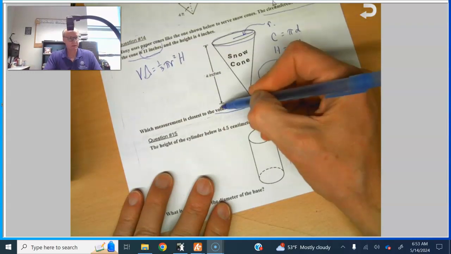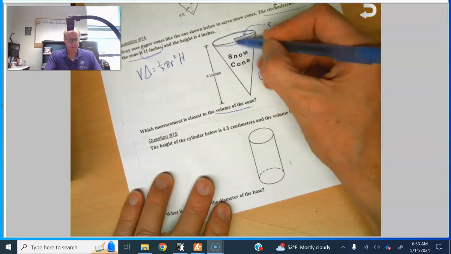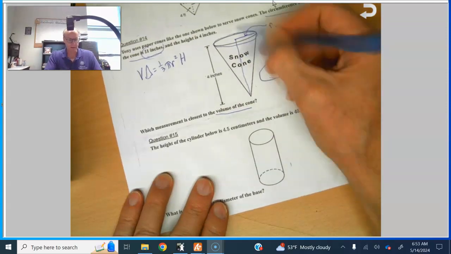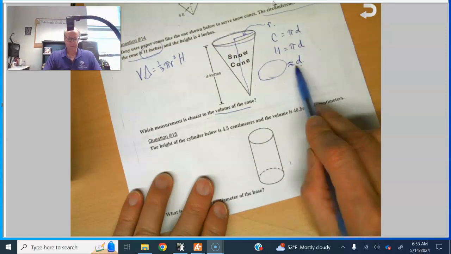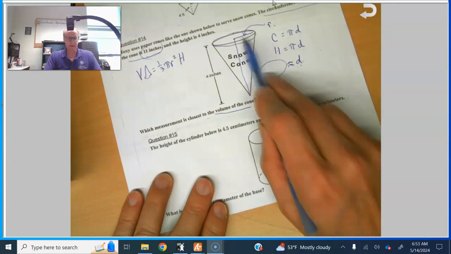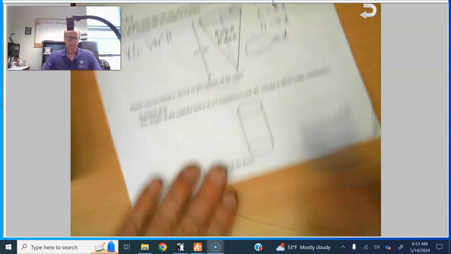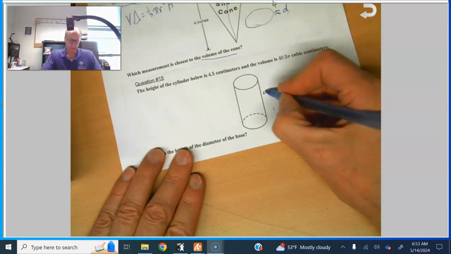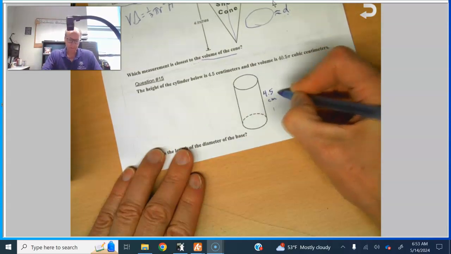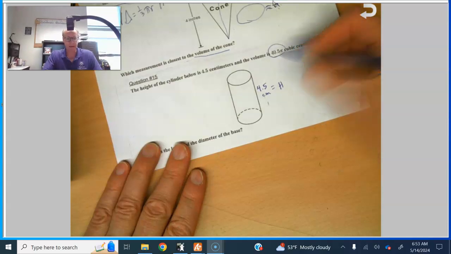That is not the slant height. That is the height. So see how it's up and down? It's the same as this one, up and down, straight up and down, not along the edge. This is the height. This is the diameter. If I solve for it, it'll tell me what the radius is, and I can just put the numbers in. The last one, the height of the cylinder below is 4.5 centimeters. There's the height. And the volume is 40.5 pi.